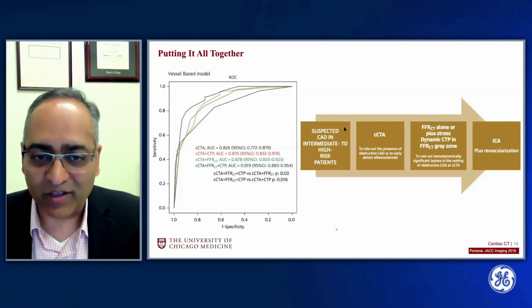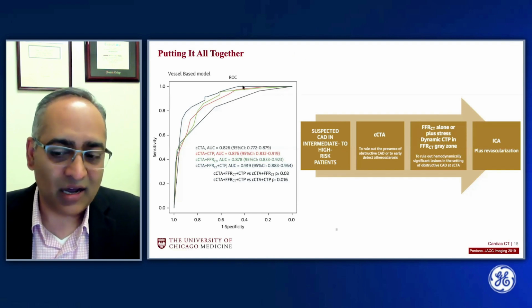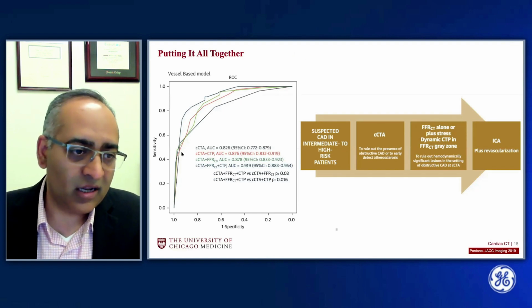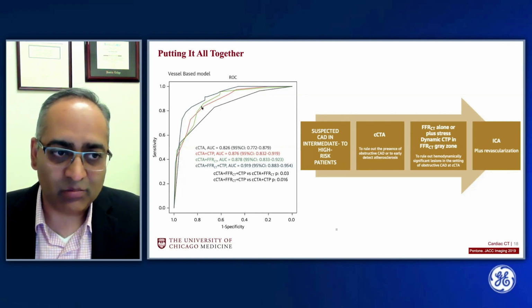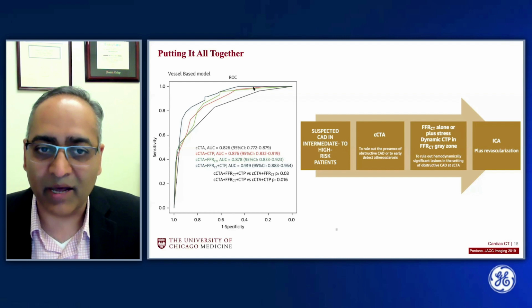So how do we put all of this together? Well, first is a study by Dr. Pontone and colleagues showing that use of CT stress perfusion and CT-FFR are both associated with better diagnostic performance when compared against just coronary CTA. However, when you use a staggered approach which combines all the modalities, diagnostic performance is the best of all.